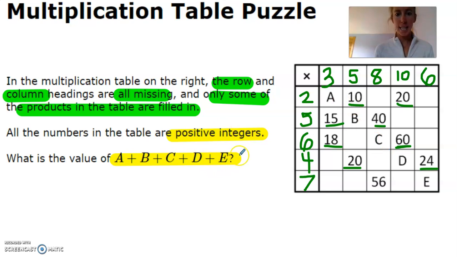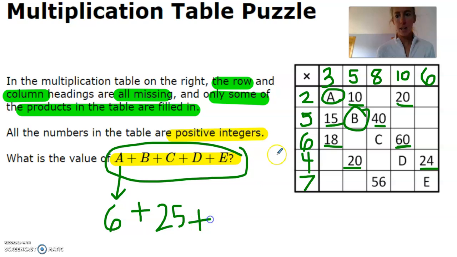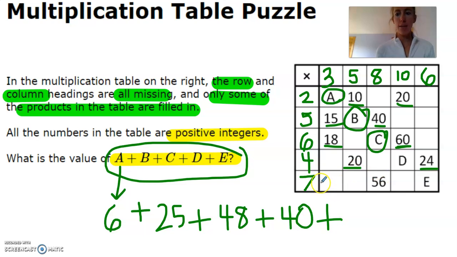So now I can get my answer to A plus B plus C plus D plus E. All right, A looks like it is 2 times 3, which is 6. Then I have B, which is 5 times 5. And then I have C, which is 6 times 8 is 48. And then I have 4 times 10 for D, which is 40. And then I have 7 times 6 for E. And that one is very close to 40. It is 42. Okay, now all we have to do is add these together.